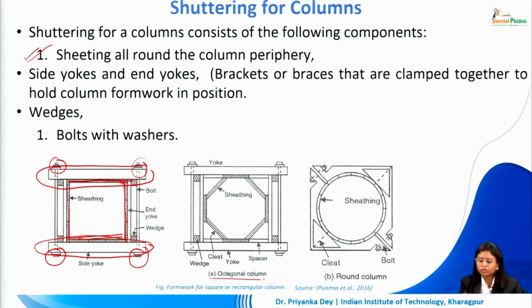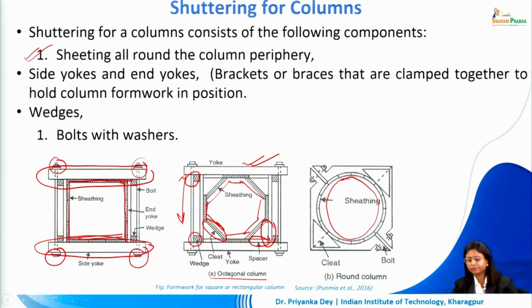So if you are going for an octagonal column, this is how the sheathing will be arranged. Again, we will have yokes. We have spacers in the corners to maintain this octagonal shape. We are going to provide cleats at the angles and different wedges that will be used to help hold these washers and bolts connecting the yokes in position. Similarly, for a round column, we will have sheathing, and this will be connected with the help of cleats in corner positions and bolts holding the other corners.